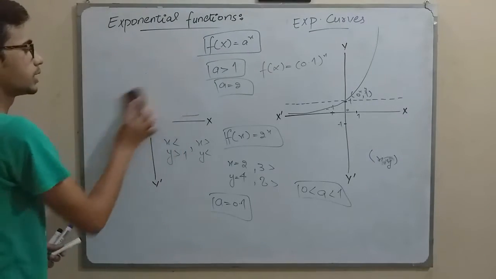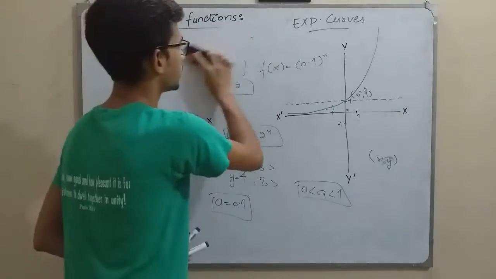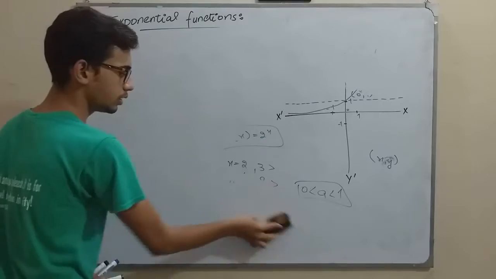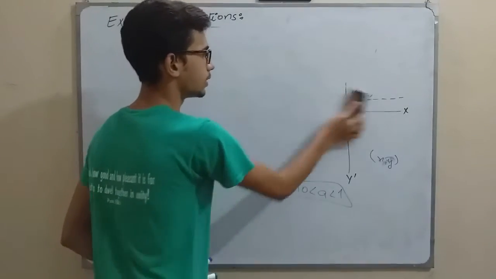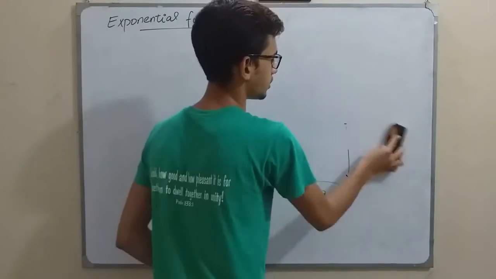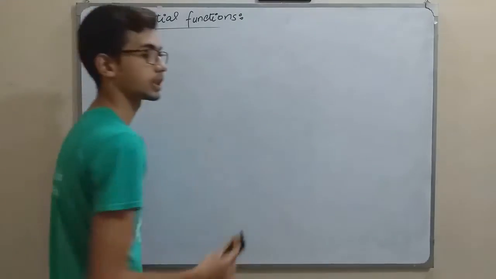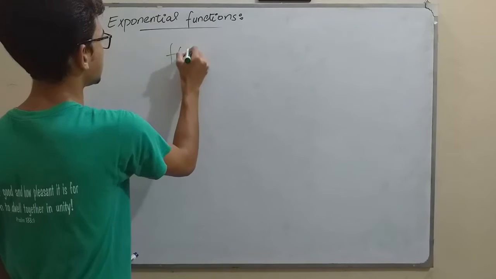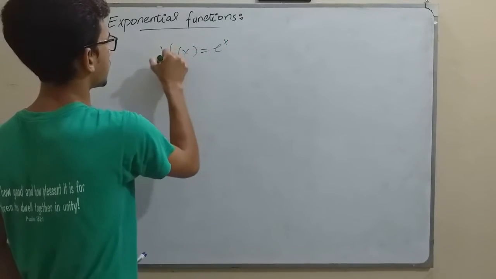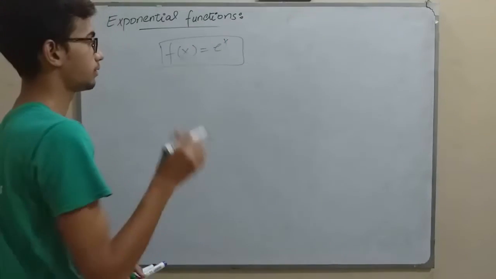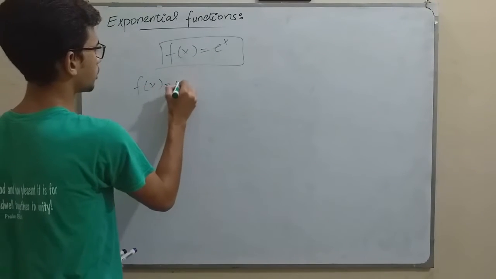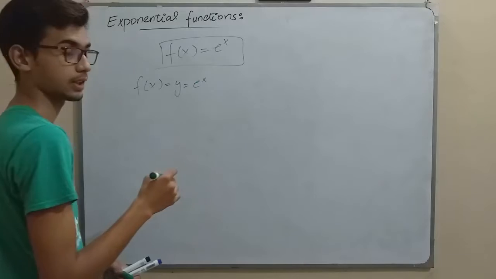Now let's look at the significance of Euler's number. Well, Euler's number is much more important than other constants because of how it differentiates. Suppose this is our exponential function. If I want to differentiate it, f of x is equal to y is equal to e^x.